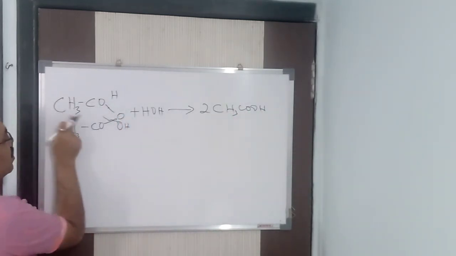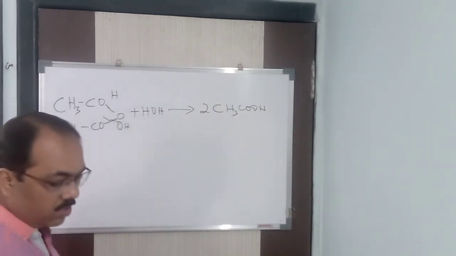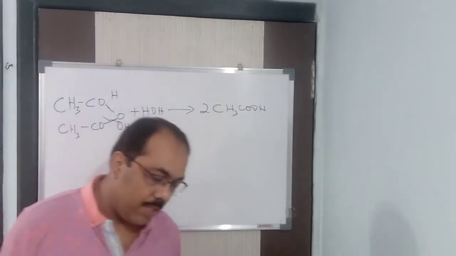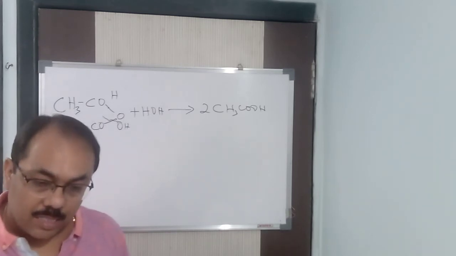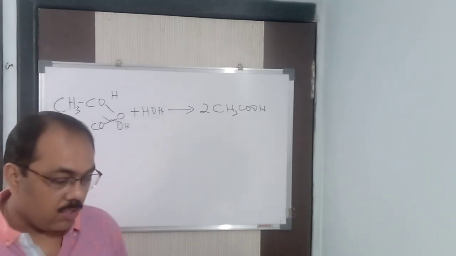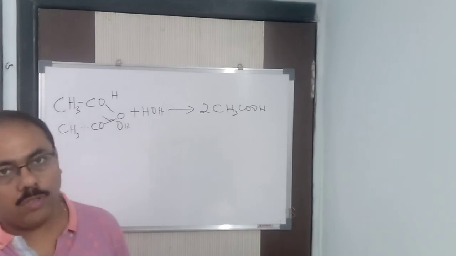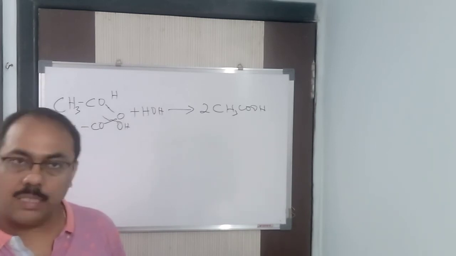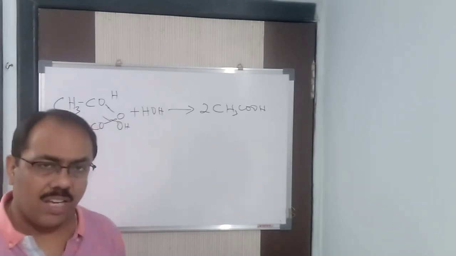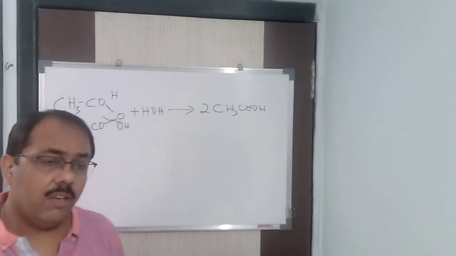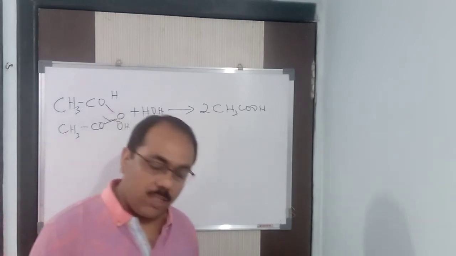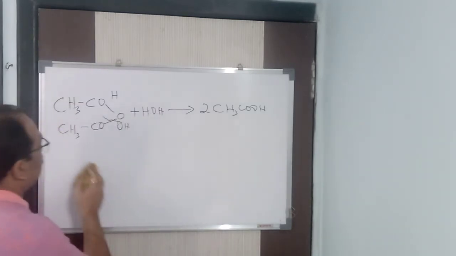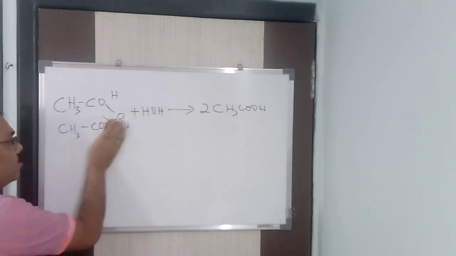If you take here C6H5, you will be getting 2 molecules of benzoic acid. If you take acid chloride, it also will give you the same thing, nothing but carboxylic acid and HCl. Like CH3COCl plus water in presence of H plus will give you CH3COOH plus HCl. Clear? So in this way you can prepare from acetic anhydride or from acid chloride also.